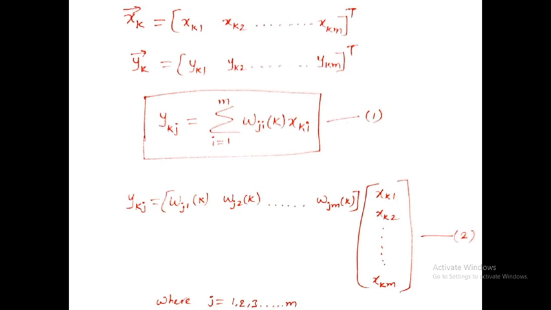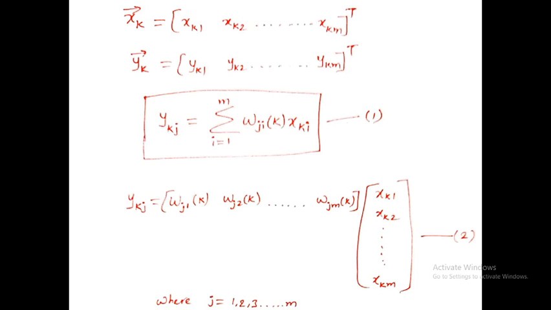Ykj is equal to, generally, output is equal to input into the corresponding connection link weight. Here the corresponding connection link weight is W, into input, which is nothing but X. So for W, what is the corresponding neuron at the output? The jth neuron. That's why the first subscript is j. W, j.